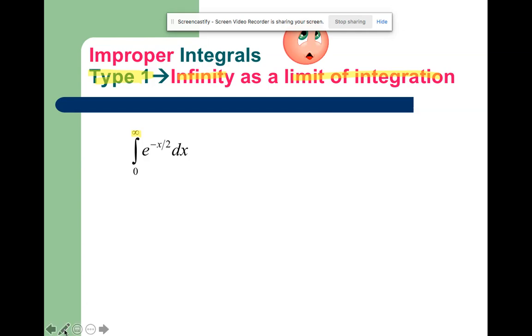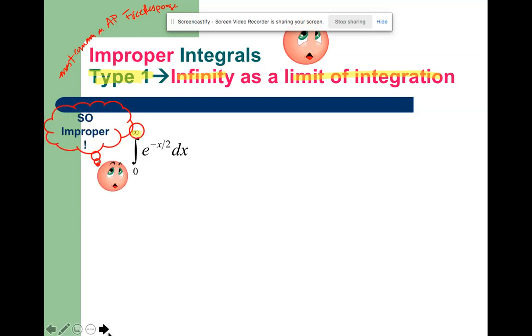That is the most common on AP free response. We often see an improper integral embedded somewhere in a free response problem. Not that it won't show up on multiple choice, but this is the most common one. So we're going to spend the most amount of time on type 1.